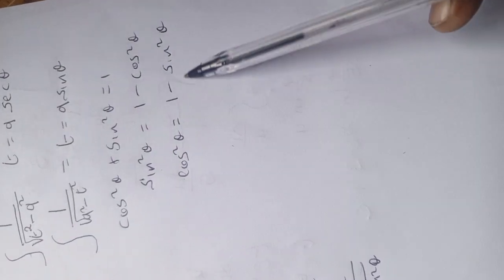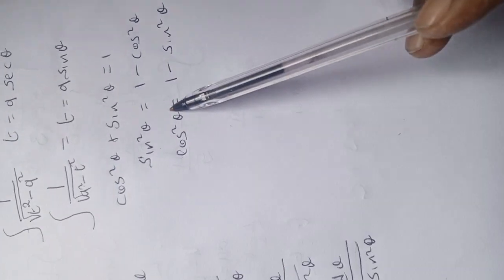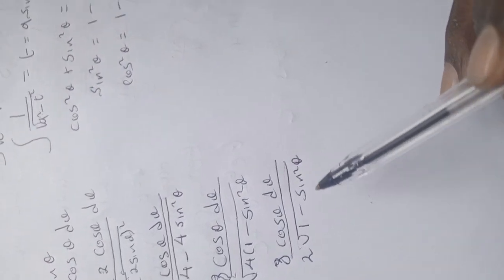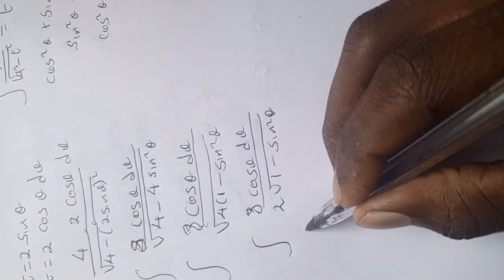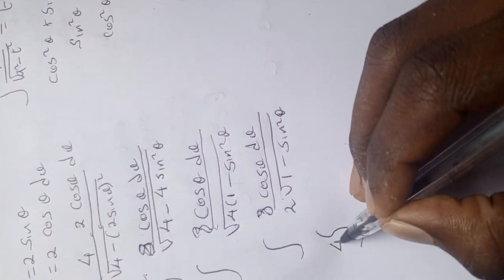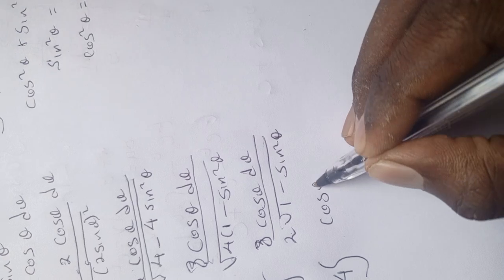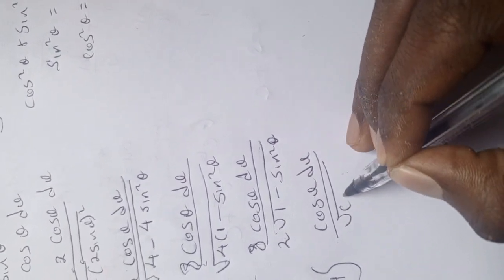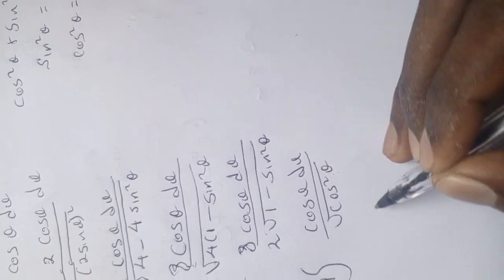Now let's check. We're having 1 minus sine squared theta. Now what is 1 minus sine squared theta? It's the same as cos squared theta. So we're just going to replace inside the root cos squared theta instead of 1 minus sine squared theta. So let's rewrite everything. What is 8 divided by 2, that is 4. I'll write it outside. I have cos theta d theta on top. Then I have root of cos squared theta.